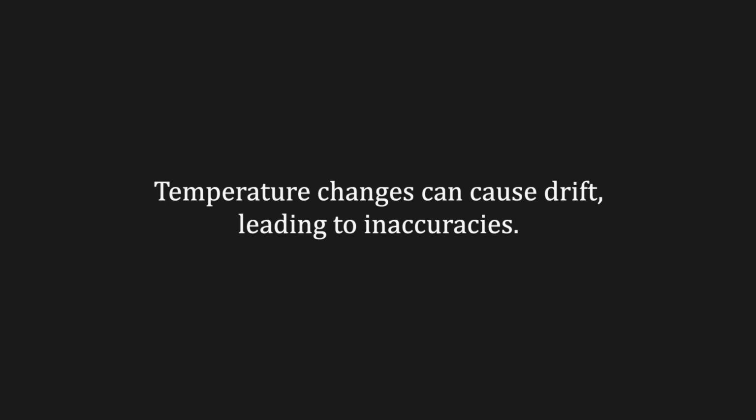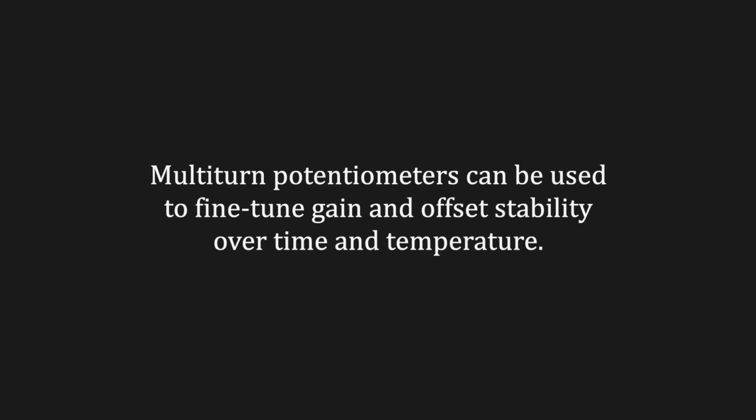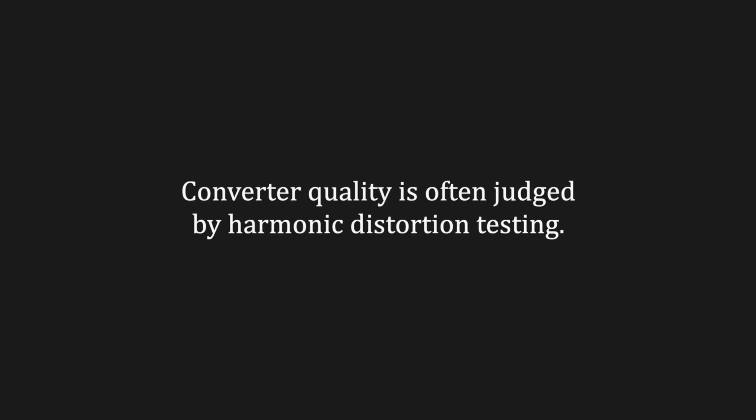A high-quality converter keeps total error below 1/2 LSB, minimizing offset, gain, and noise errors. However, temperature changes can cause drift, leading to inaccuracies. Many converters are calibrated at the factory, and multi-turn potentiometers can be used to fine-tune gain and offset stability over time and temperature. Converter quality is often judged by harmonic distortion testing.